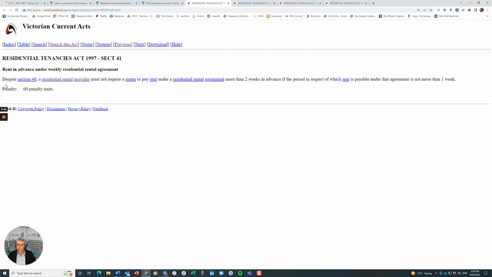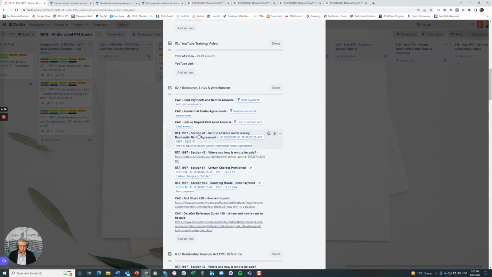Rent in advance, and you've got 60 penalty units. At $181 a penalty unit in 2022, I think that works out to just under $11,000. Okay, despite Section 40, a rental provider must not require a renter to pay rent under a residential tenancy agreement more than 2 weeks in advance if they're paying rent on a weekly basis. So really important, $11,000 fine. Come back through to here.